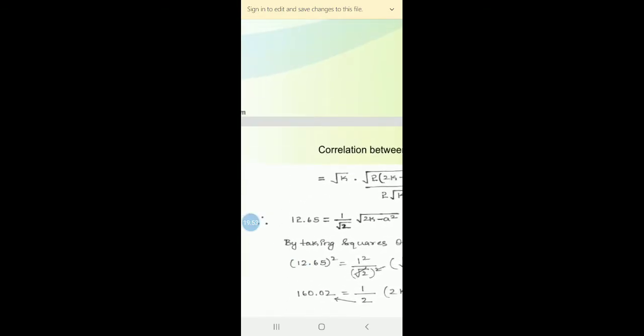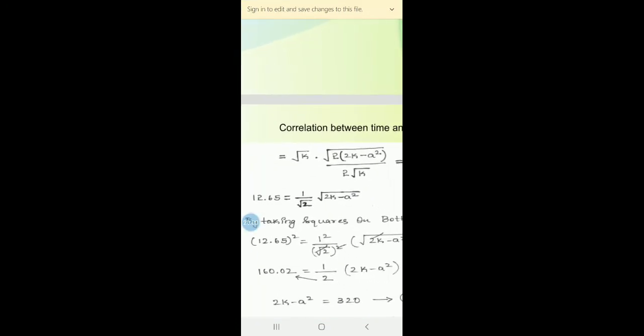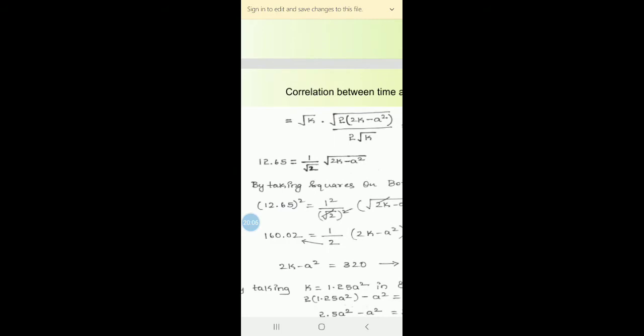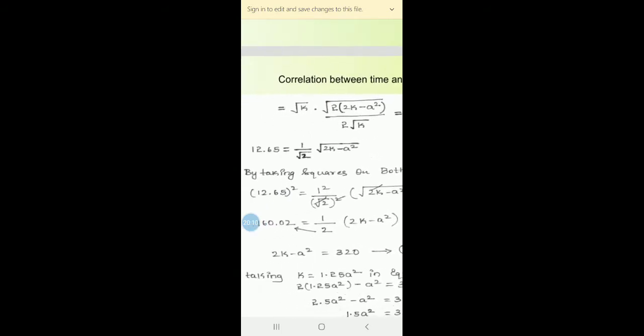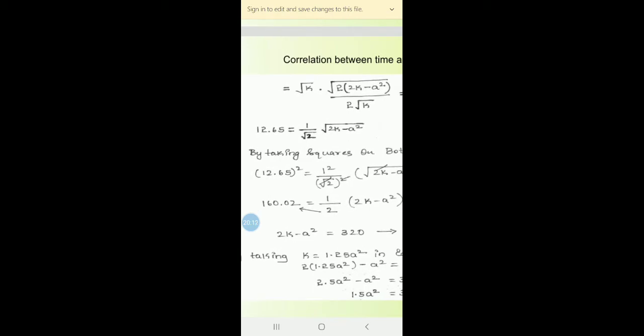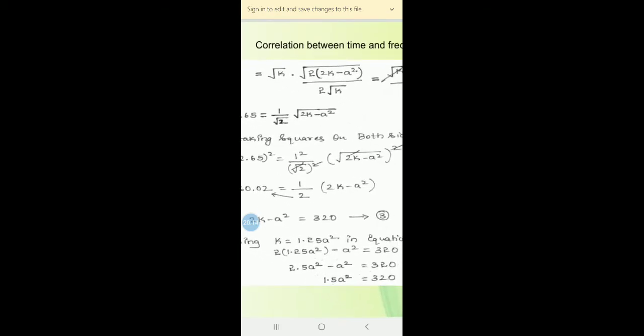So 12.65 is equal to 1 by root 2 into root of 2k minus a square. Taking square on both sides, 12.65 square is equal to 1 by root 2 square into root of 2k minus a square. So 160.02 is equal to 1 by 2 into 2k minus a square. 2k minus a square is equal to 320.